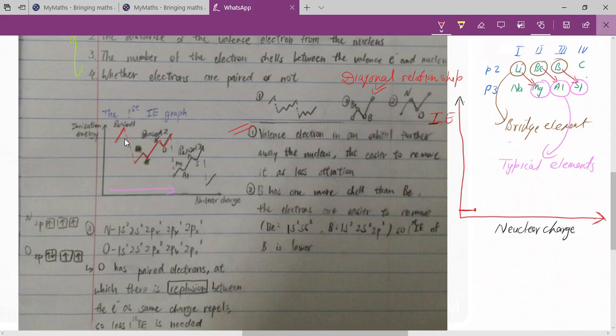I'm telling you again, as usual, the nuclear charge will be maximum. Would the electrons like to be away from the nucleus or not?